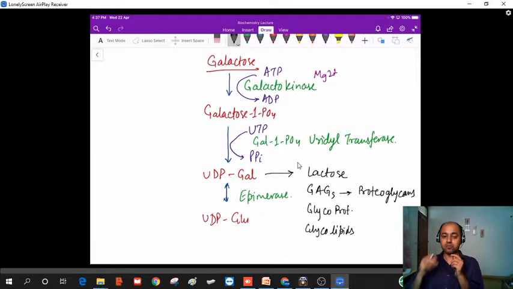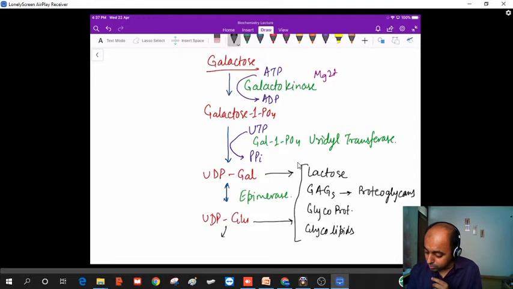The UDP galactose can participate in synthesis of lactose, GAGs, glycoproteins and glycolipids. The same is true for UDP glucose also. Alternatively, the UDP glucose can release the glucose, which can then be metabolized accordingly. So these are the three enzymes unique for galactose metabolism. Again, in certain individuals, any of the three enzymes may be missing.